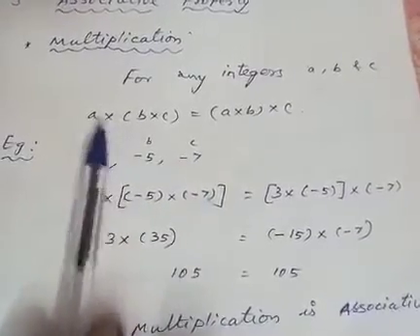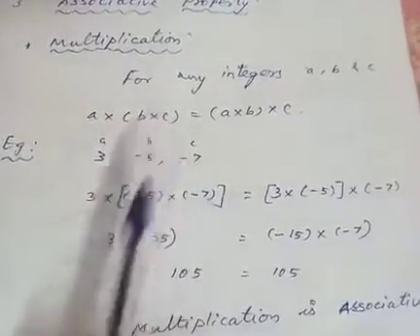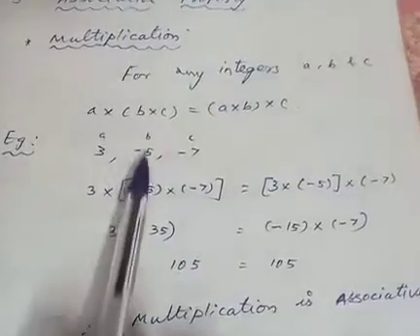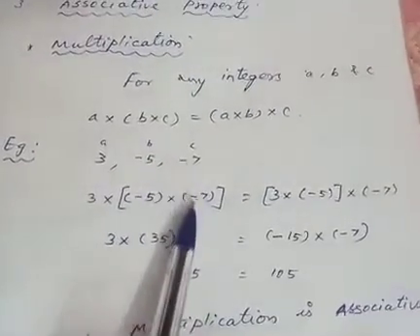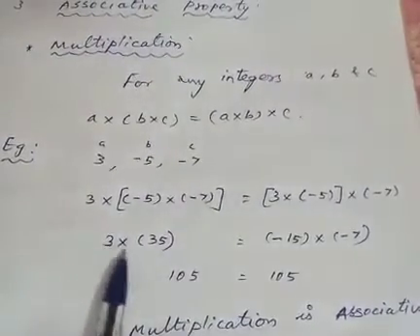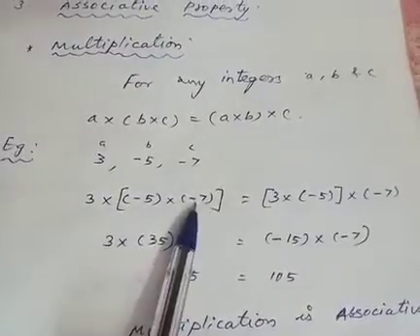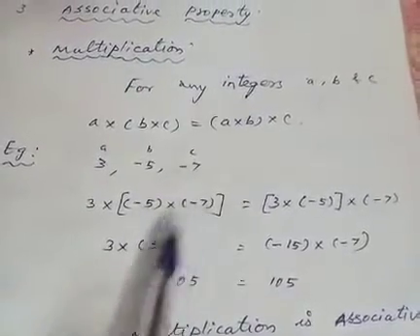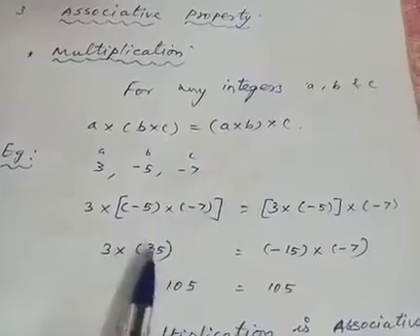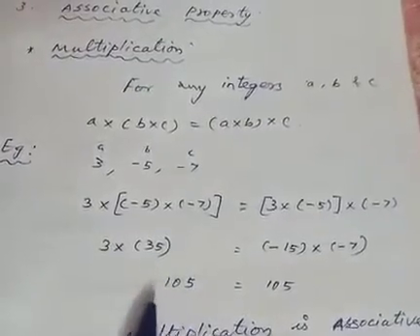So what is the left hand side? (a × b) × c. So (3 × -5) × -7. So 3 × -5 is -15, and negative integer times negative integer is positive integer. 15 × 7 is 105. It is the left hand side.